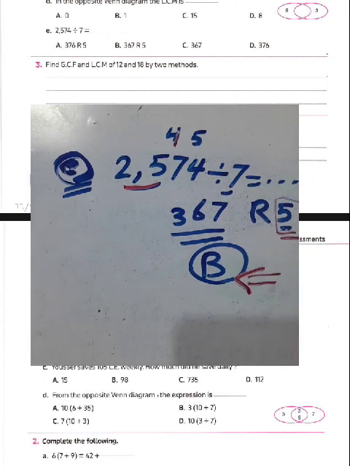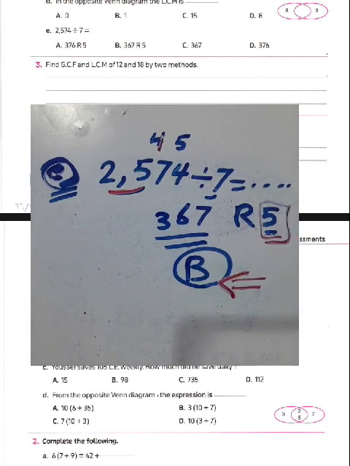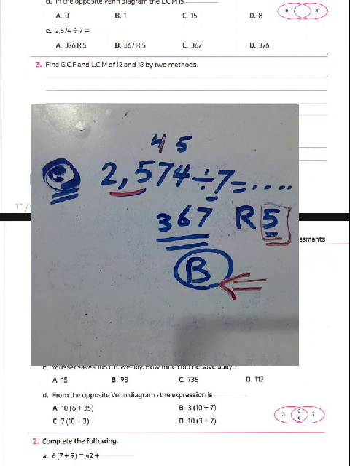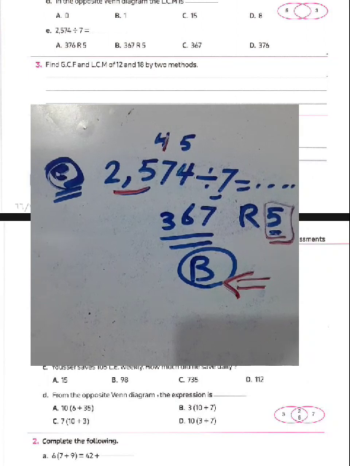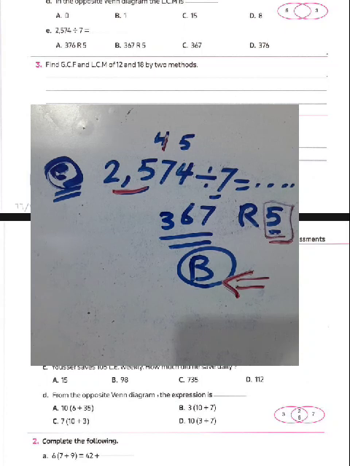Understood, my students? Okay. Question number 3. Find the greatest common factor and the least common multiple of 12 and 18 by two methods.